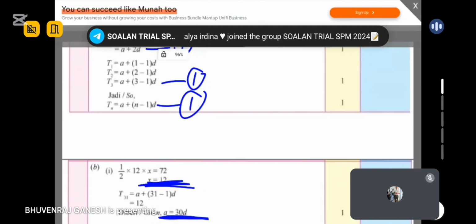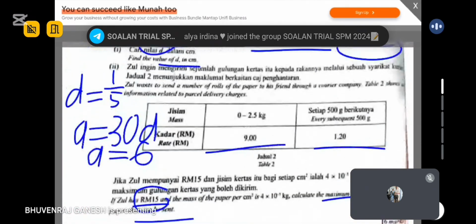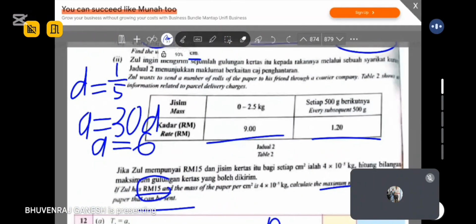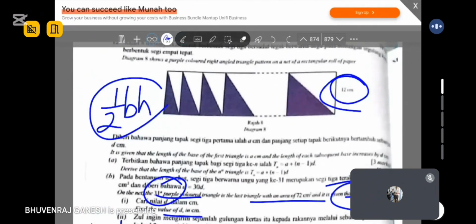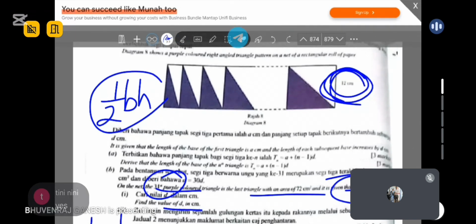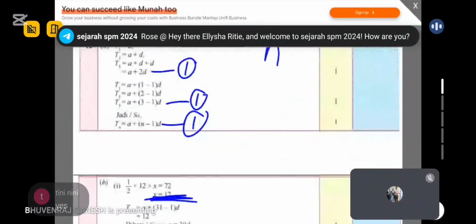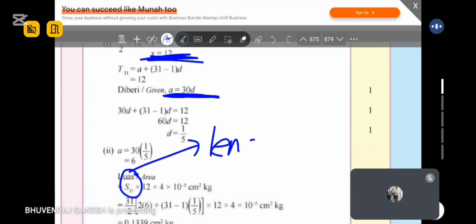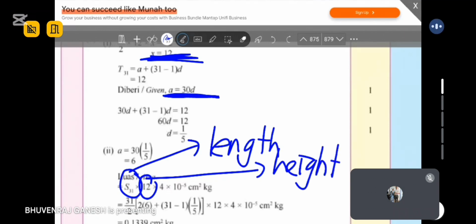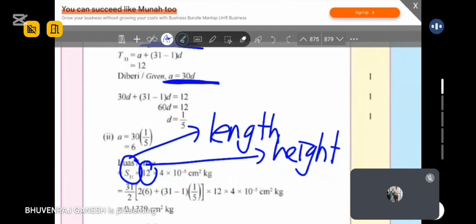So why do you times 12, guys? May I know? Kenapa darab 12? Why do you all think we need to times 12 over here? Think and see. Because 12 is the height. Am I right? Area of a rectangle is length times height. S31 just now is for the length, panjang dia. Then times 12 for the height. 12 ni untuk tinggi, height. And then you times with the weight, kadar dia. How much is the area per kg? Then kamu selesaikan, press calculator, you get this answer.